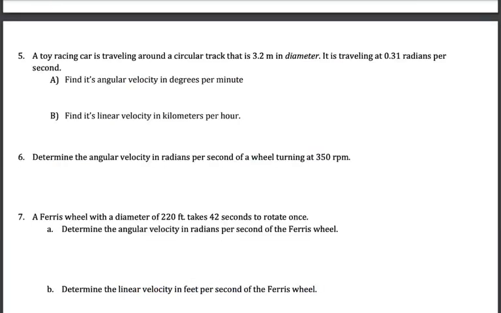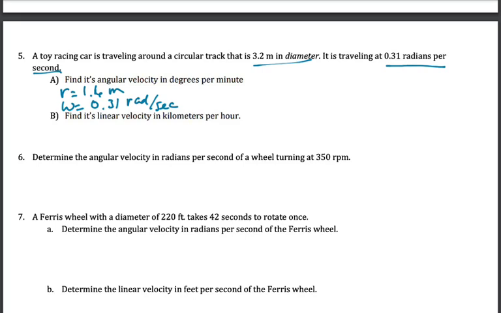Okay, on this one, we have a toy racing car traveling around a circular track that's 3.2 meters in diameter. So the radius is 1.6 meters. It's traveling at 0.31 radians per second. So this right here represents your angular velocity. Our angular velocity is 0.31 radians per second, and I know that because of the units right there. It says find its angular velocity in degrees per minute.